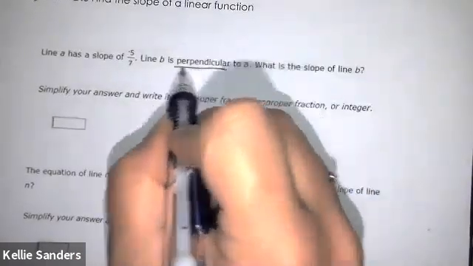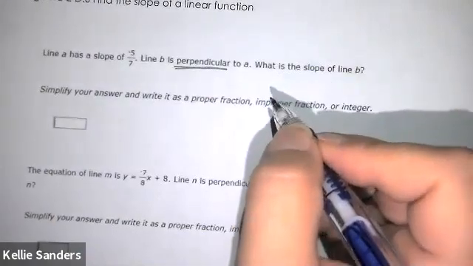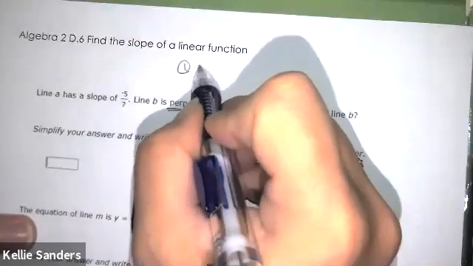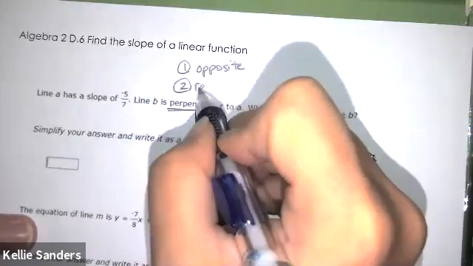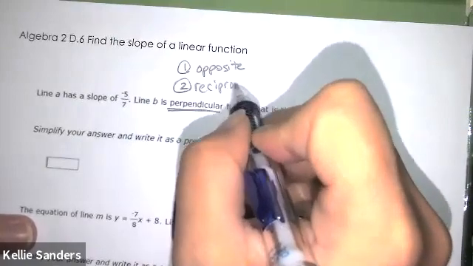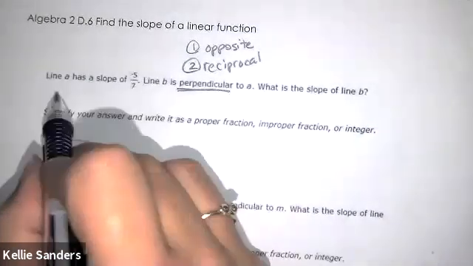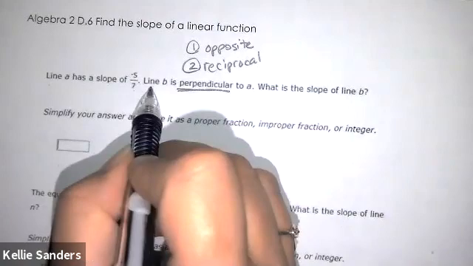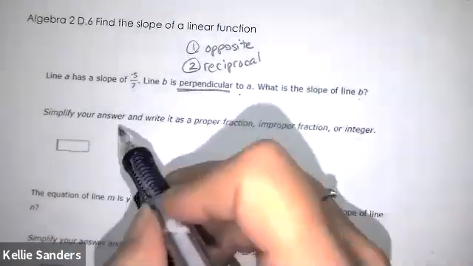For perpendicular, you have to do 2 things. You must do both. Opposite, reciprocal. You have to do both of them. So if they give you line A has a slope of negative 5 over 7, line B is perpendicular to A, what is the slope of B?